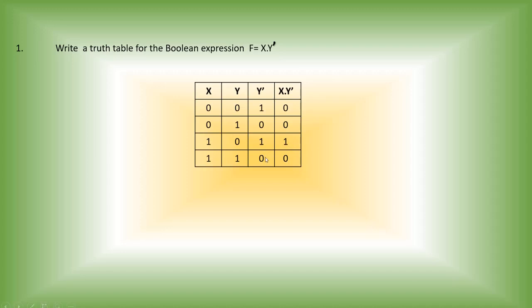And 1 and 0 is 0. So the AND operator will produce output 1 only if both the operands are 1. Here only in this case the operands are both 1, so in that case you got the output as 1. In all other cases the output will be 0. So this is the way you can create a truth table for the expression x and y complement. Now I will show you one more example.